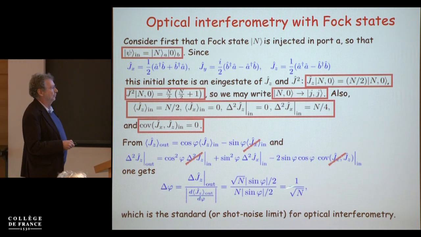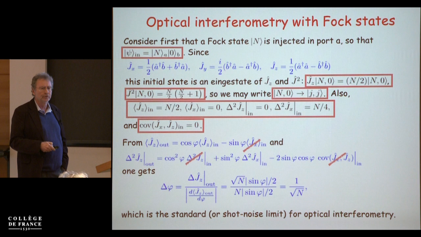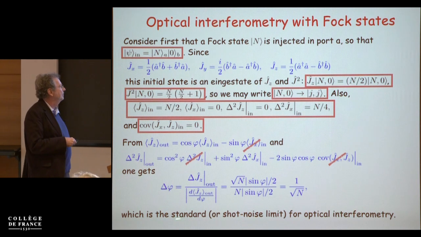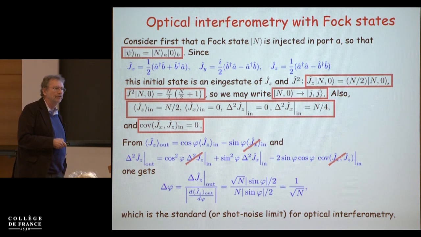And it's equal to that. So it gives us 1 over square root of n. And that's called the standard or shot noise limit for optical interferometry. Okay? So with n photons, we get that.